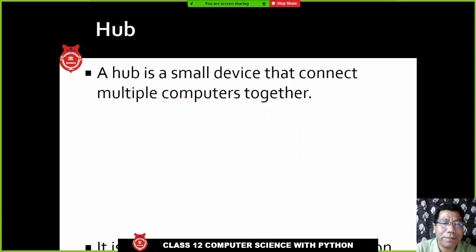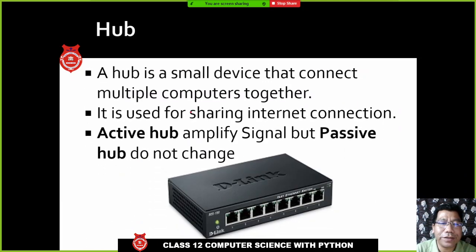And the next one is the hub. This is a small device that connects multiple computers together, and it is used for sharing an internet connection. It can be an active hub, which can amplify or increase the signal, or a passive hub that does not change the signal. This hub has 8 ports: 1 2 3 4 5 6 7 8. So the example picture here has an 8-port hub, which means 8 computers can be connected.